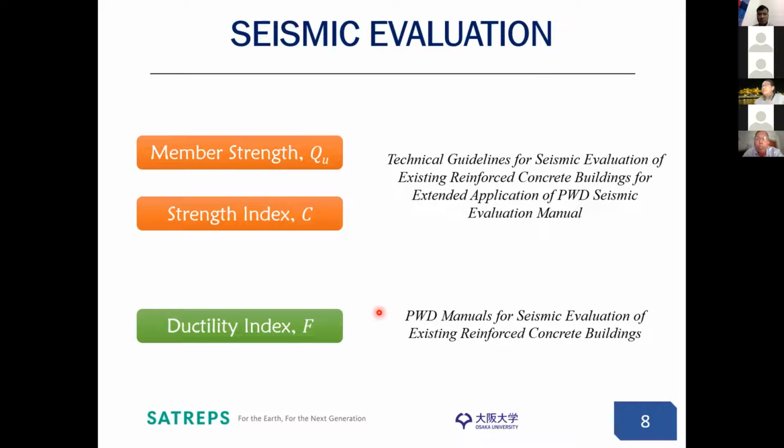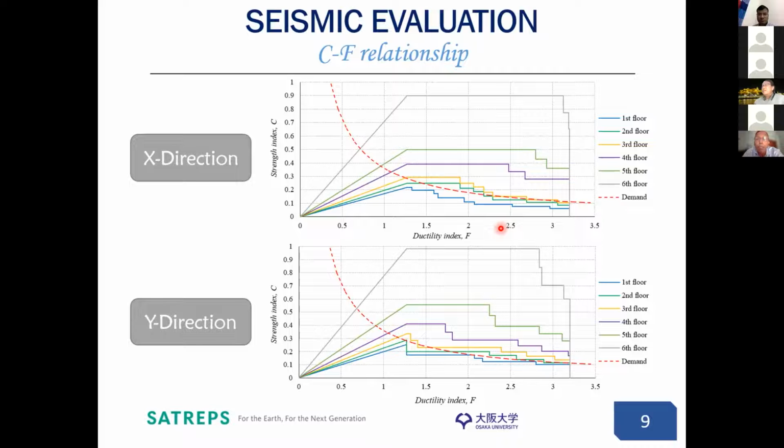And for determining each member strength, the primary load-bearing members such as columns and other parts, we used the SATREPS-TSUIB evaluation guideline and also existing PWD guidelines, all of them combined together, and we determined the member strength: strength index C, and ductility index F. And these parts were actually discussed in the previous seminar, so I'm just skipping over that calculation part, and just showing the output of that part.